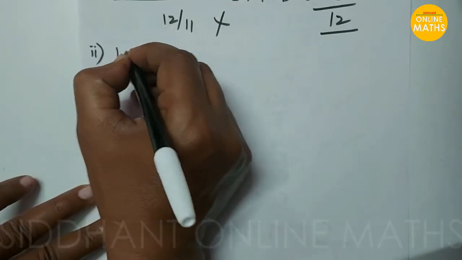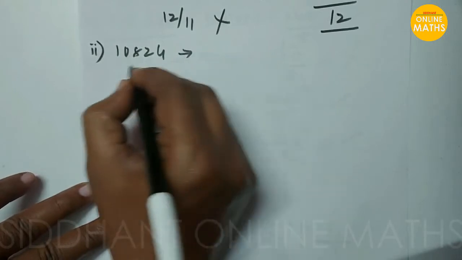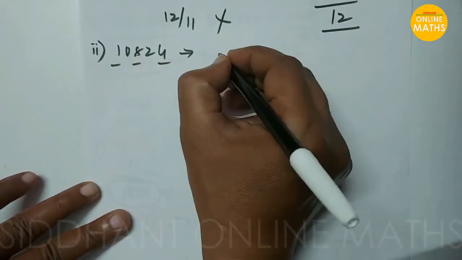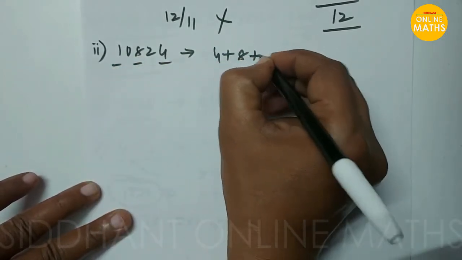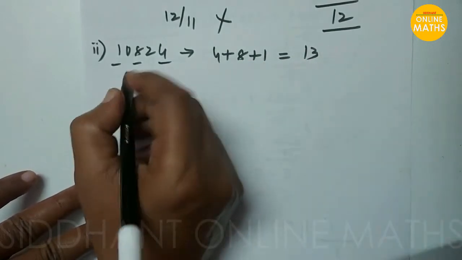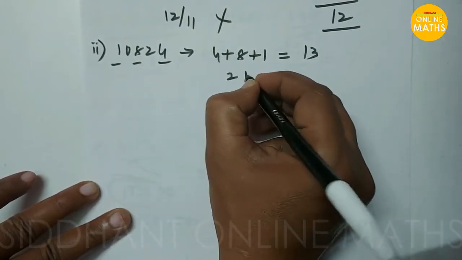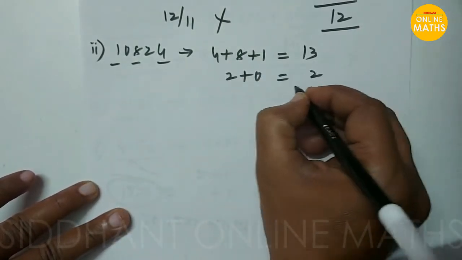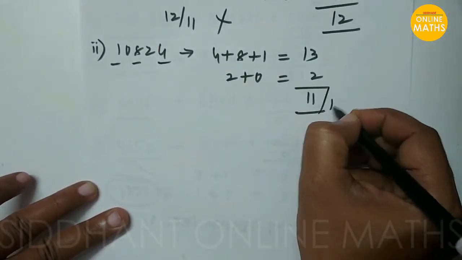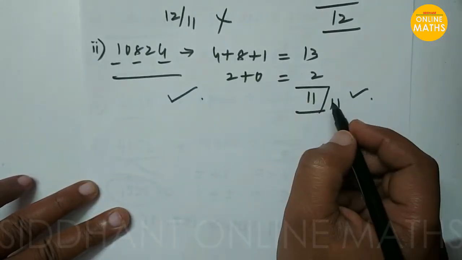So next, 10824. So this can be written with the odd places, that is 4, 8, 1. So 4 plus 8 plus 1 will be 13, and the even places, that is 2 plus 0, we get 2, and the difference is 11. So this 11 is divisible by 11. So we can say that this whole number is divisible by 11.